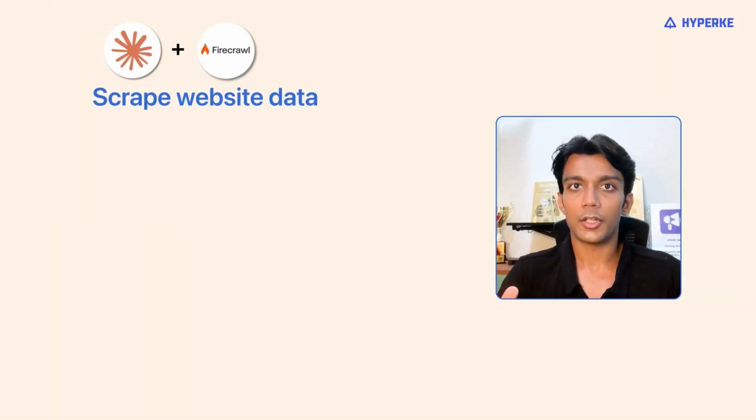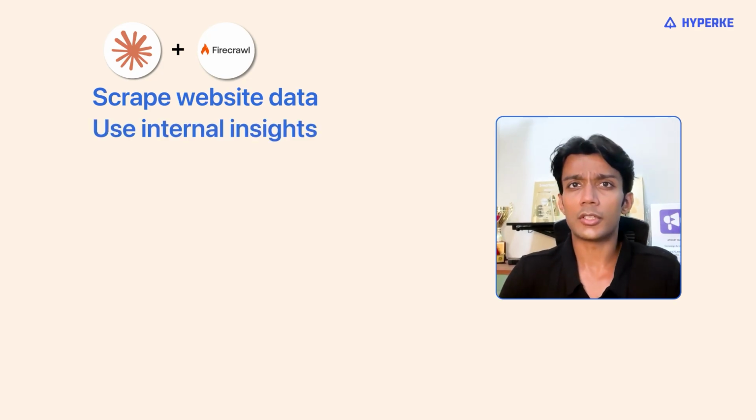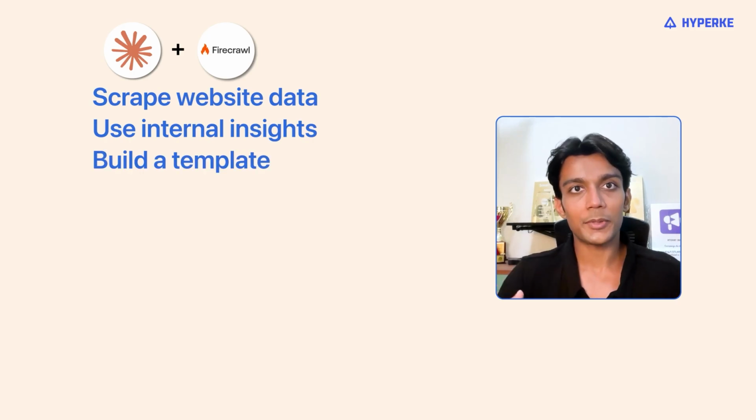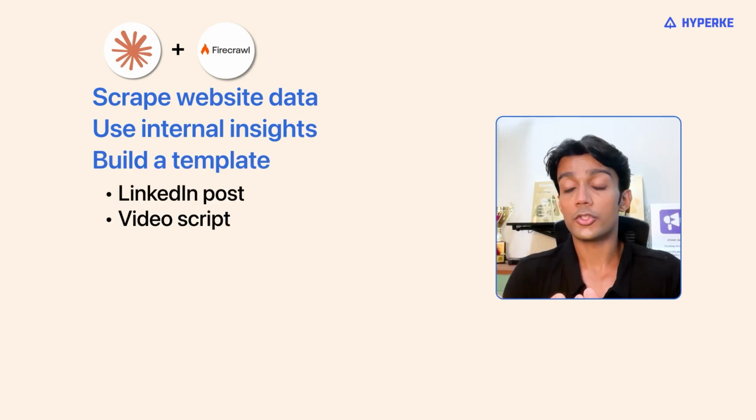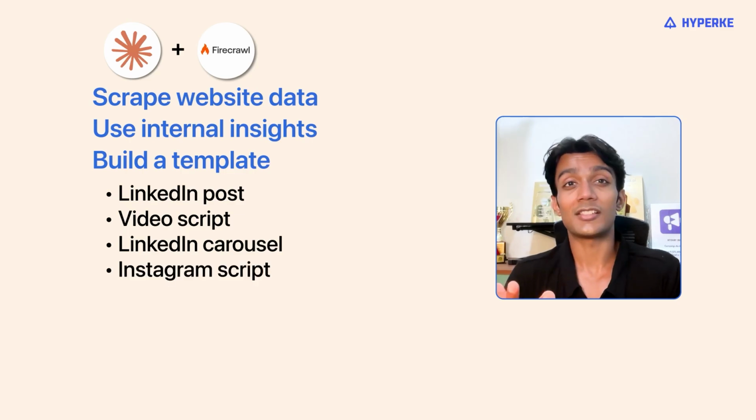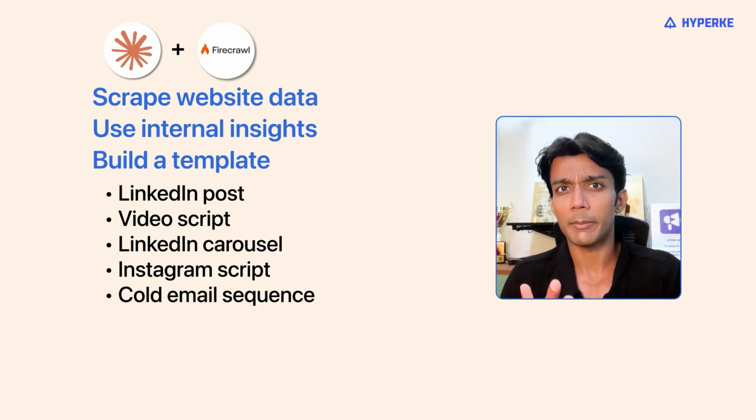With Claude, you're now able to put together resources that are going to be valuable to the end prospect, but you're able to do it at scale. Combining Claude Code and Firecrawl, you can scrape a prospect's website and social media. Then, using your own internal databases and your knowledge of the industry, you can create a template resource, which could be a LinkedIn post, a video script, a LinkedIn carousel, an Instagram reel script, or a cold email sequence.